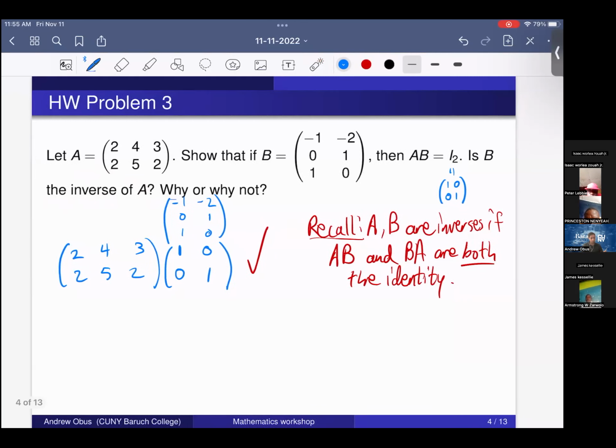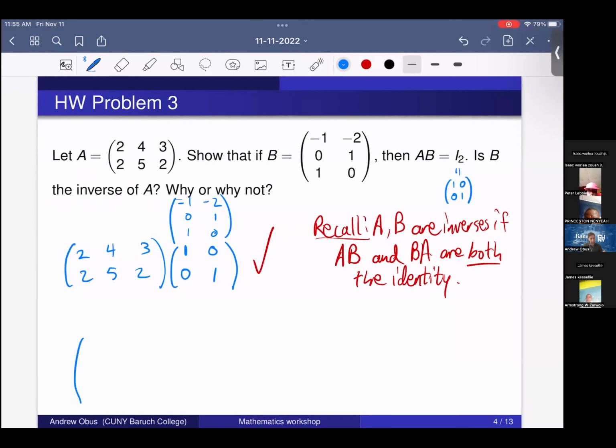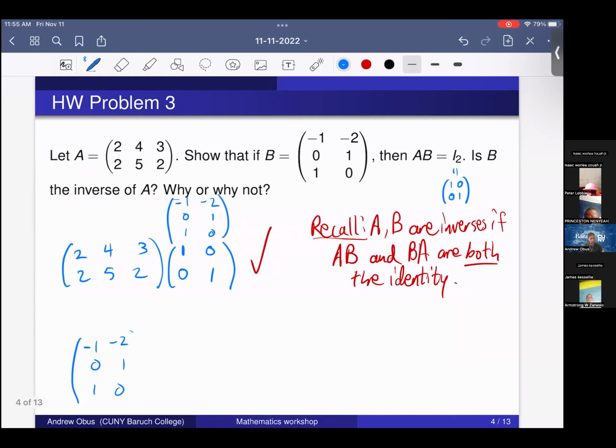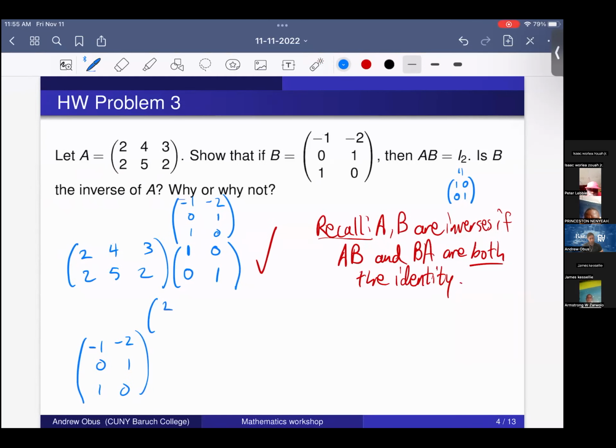So let me just do this. What happens if we do it in the other order? So if I have -1, -2, 0, 1, 1, 0, and I want to multiply it by 2, 4, 3, 2, 5, 2, well, first of all, I'm going to get a 3 by 3 matrix, right? Because this is a 3 by 2 times a 2 by 3, and you cross out the insides, and what you're left with is a 3 by 3 matrix.